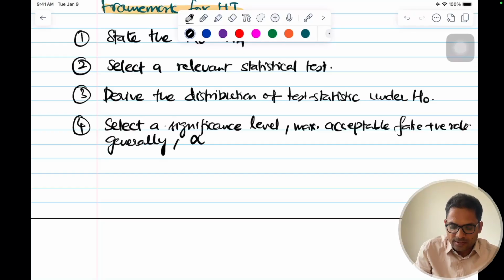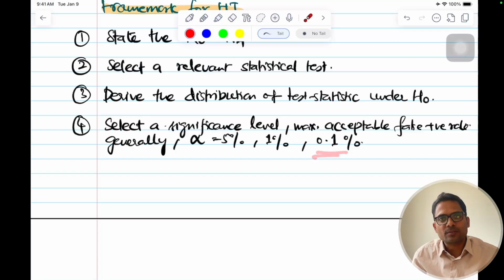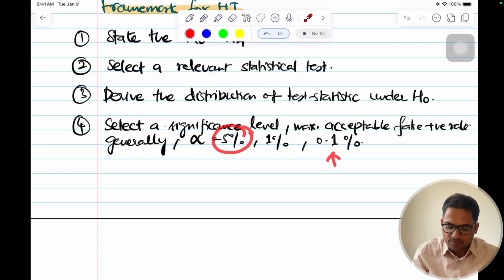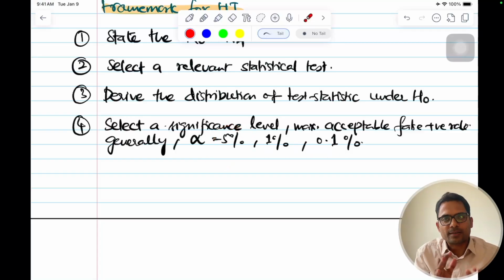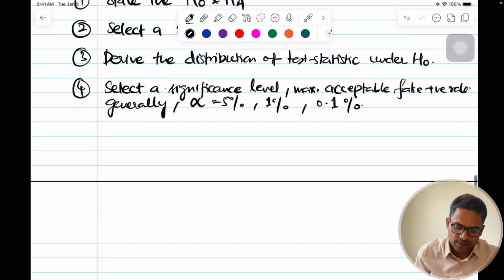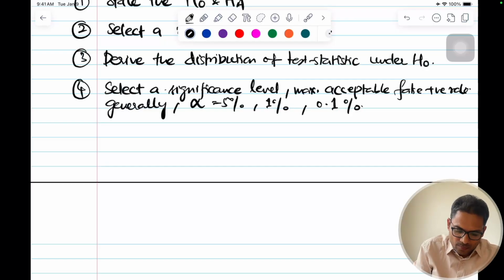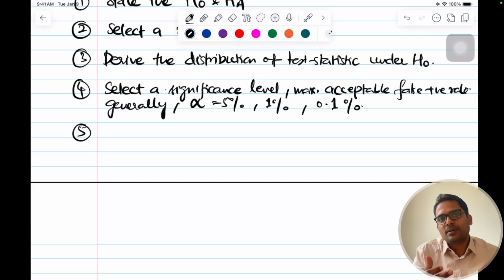Generally denoted by alpha, it is generally 5%, also 1%, and for medical it is even less, 0.1%. I'll discuss about that. For medical tests it is even less. So generally 5% is the norm. That's the alpha or significance level. I am willing to accept a 5% false positive rate. If you don't understand false positive, I'll discuss about that also in this video only.